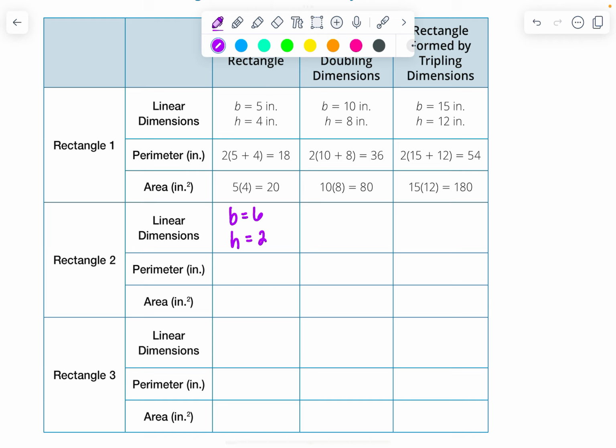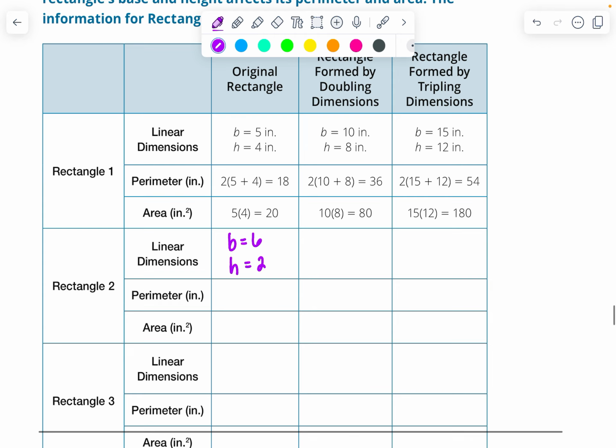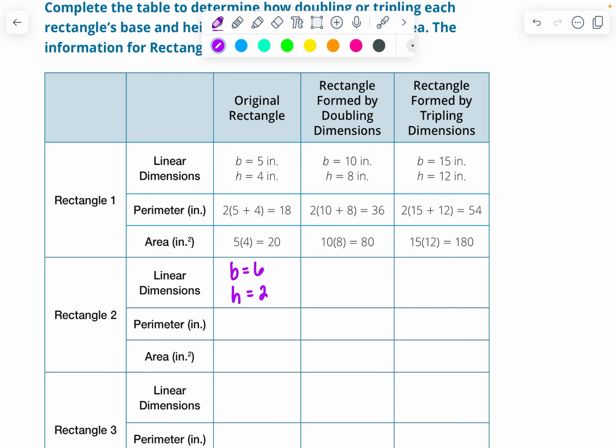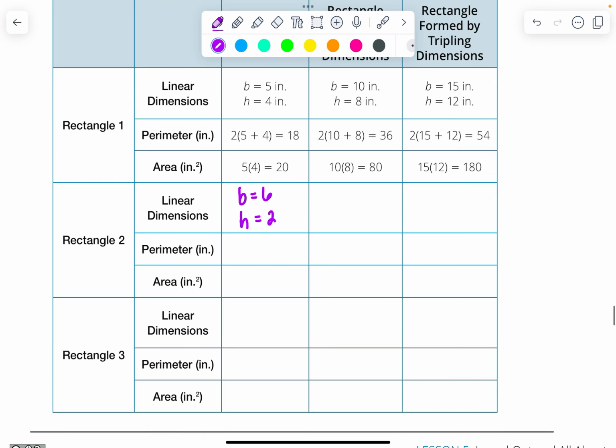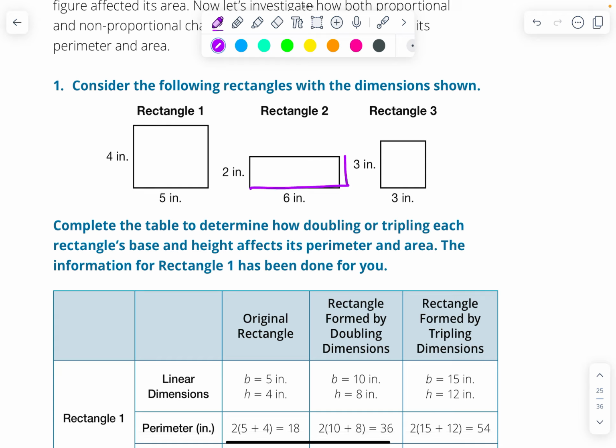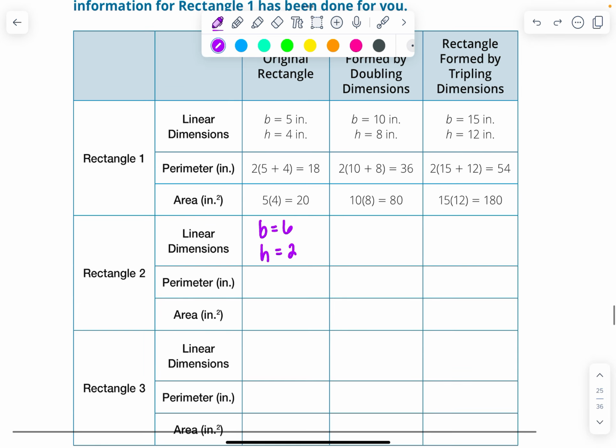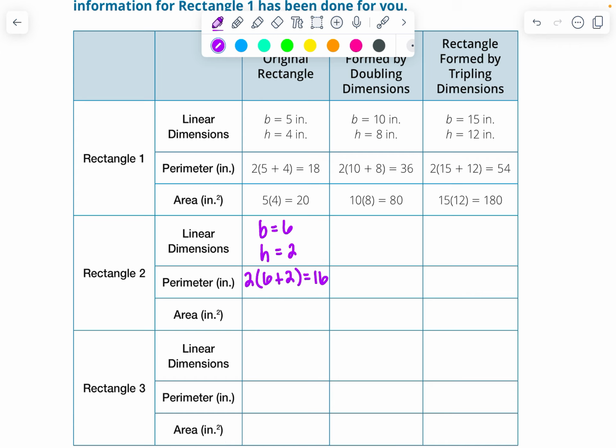So we're going to be looking at what happens when we double the dimensions and when we triple the dimensions. So first, let's just look at the perimeter of that rectangle. We could just add all the sides, 6 plus 2 plus 6 plus 2, or we could just add 6 plus 2 once and then double that. So 6 plus 2 is 8, 2 times 8 is 16. So that's the perimeter. The area would just be base times height, which is 12.